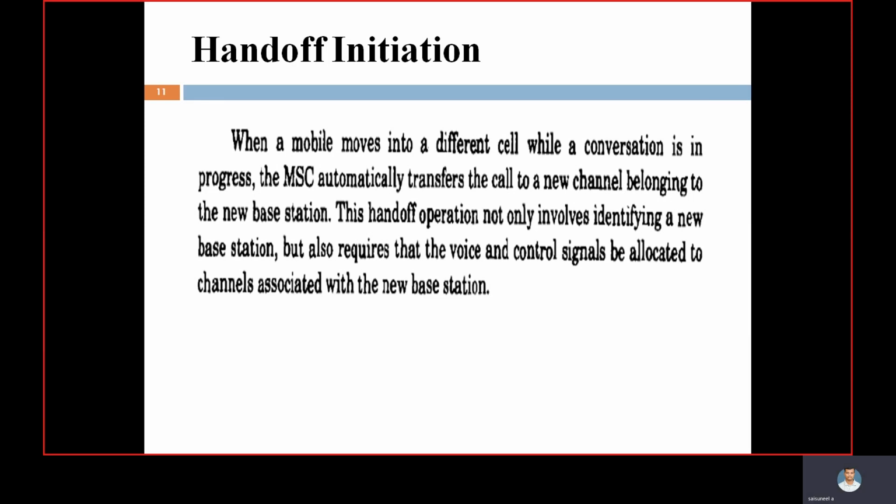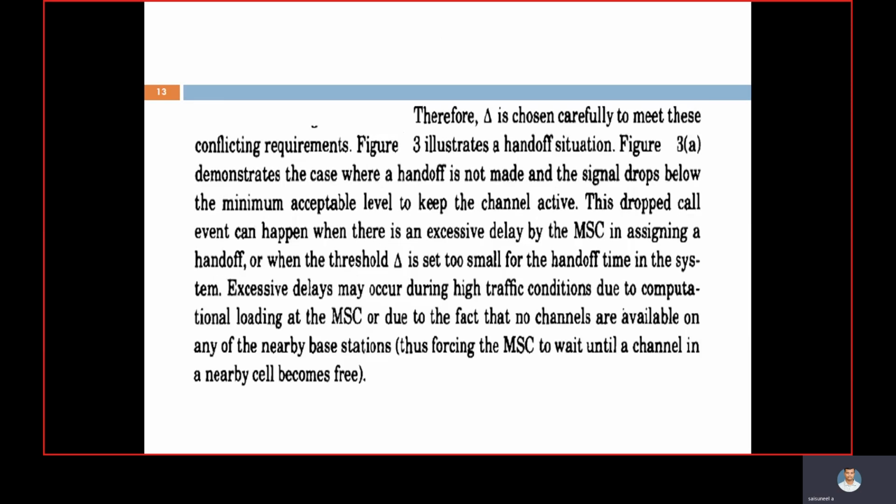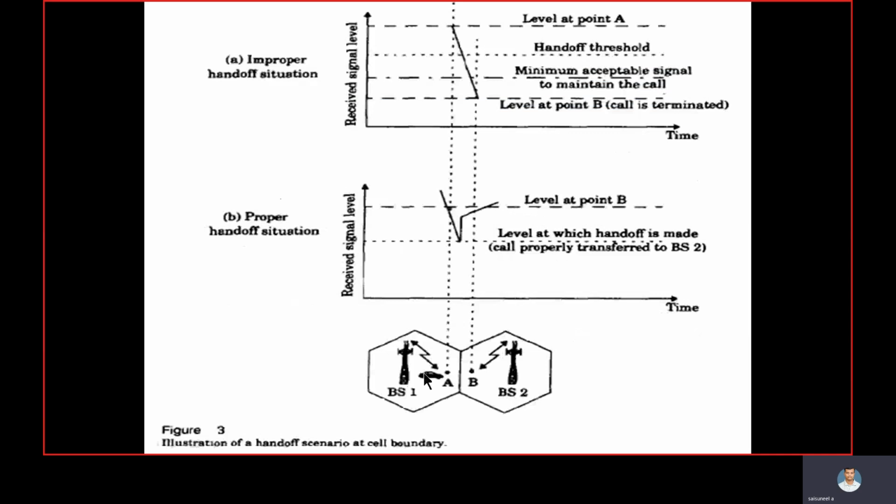Right, how can handoff be initialized? I am explaining this by using this figure. I am taking an example of how handoff can be initialized. At the bottom of this figure are two cells. The first cell has base station 1, the second cell has base station 2, and I am taking one mobile unit. I am giving two points, point A and point B. Whenever the mobile moves away from the base station, it reaches point A first.